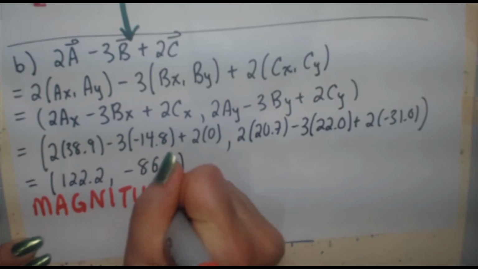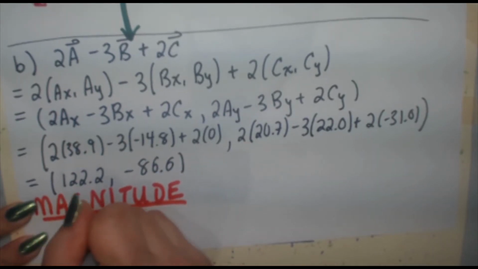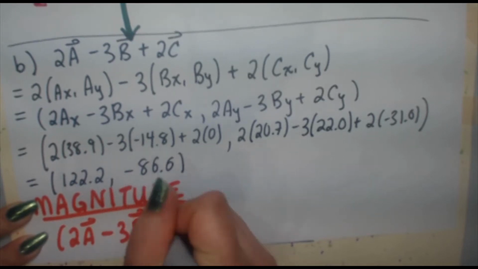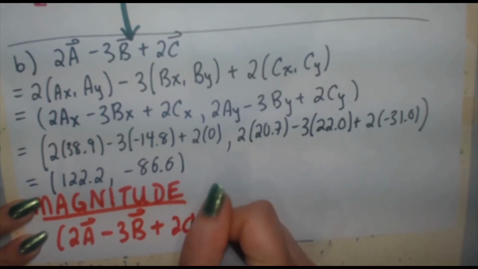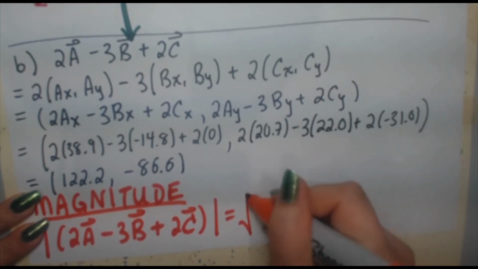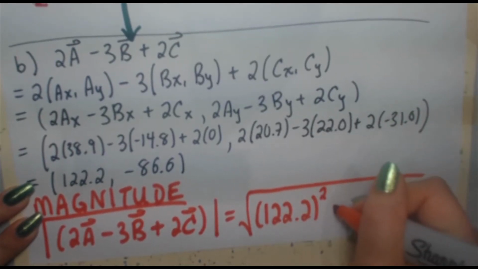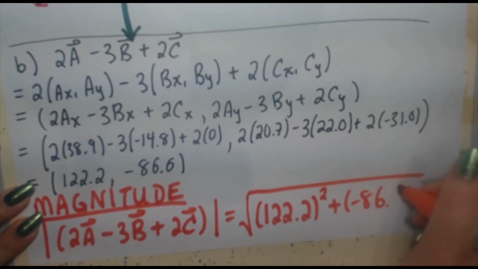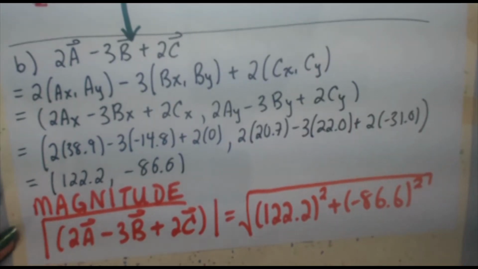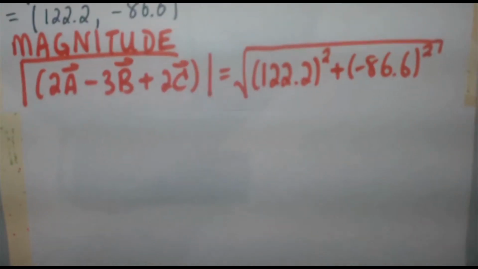And the magnitude of a vector, it's like Pythagorean theorem. Okay, so we're looking at 2a minus 3b plus 2c, and we're going to put those absolute value symbols around it, is equal to the square root of the sum of the squares of 122.2 squared plus negative 86.6 squared. Let's keep going. So when you calculate that all out, you're going to get 149.77.